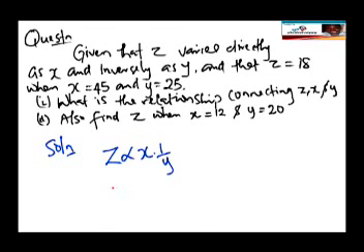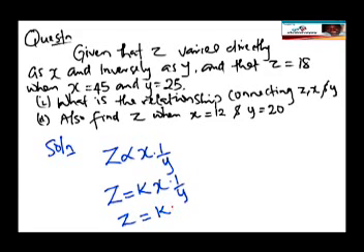So this would become z is equal to k, just one single constant, of x dot 1 over y, which will be written further as z is equal to kx over y. So this is the equation for the joint variation. Now we go to the next question. It says also find z when x is 12 and y is 20.